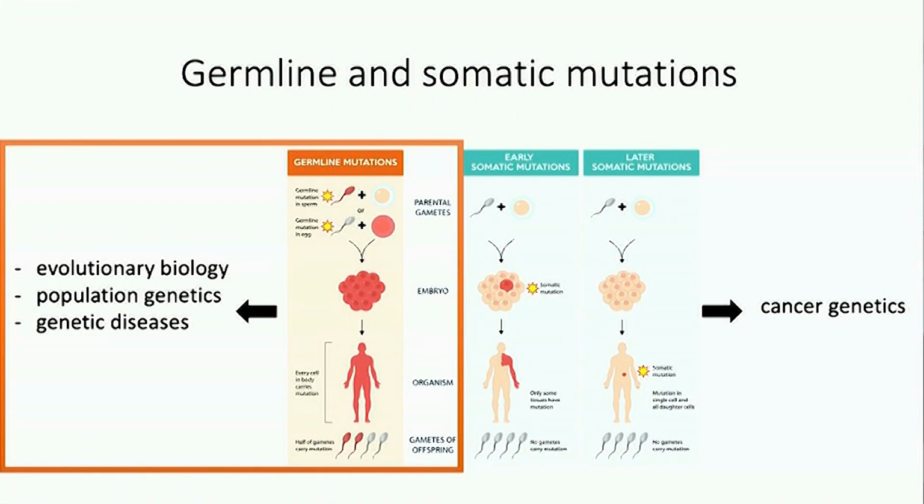So mutations can be subdivided into two categories. One category is germline mutations that can be passed from generation to generation. This mutation occurs in sperm or oocyte, and if the mutated sperm or oocyte actually becomes a new individual, then this mutation goes to the population.